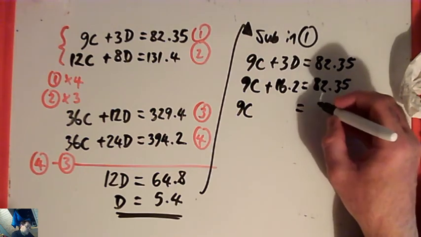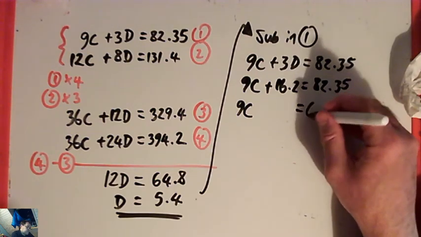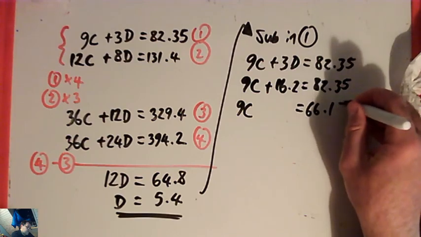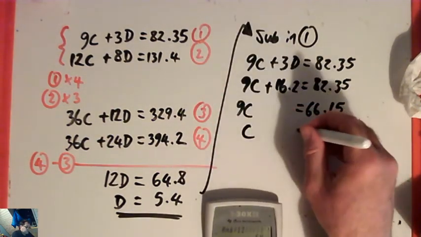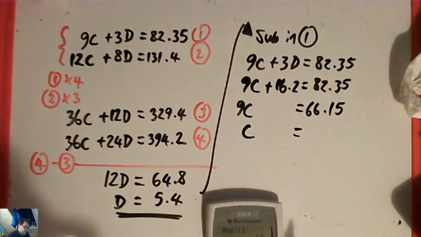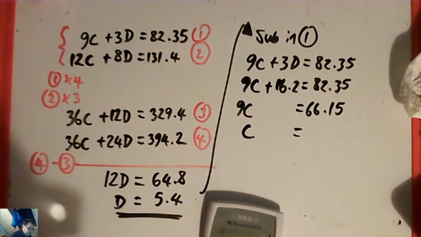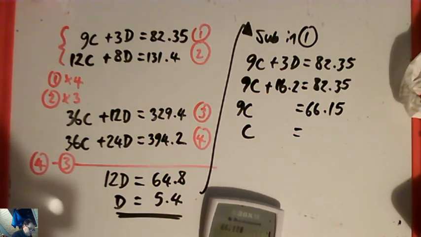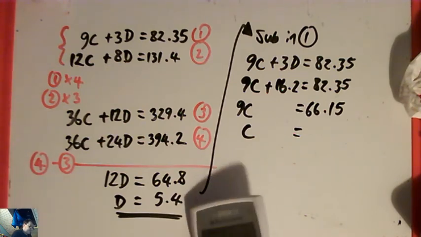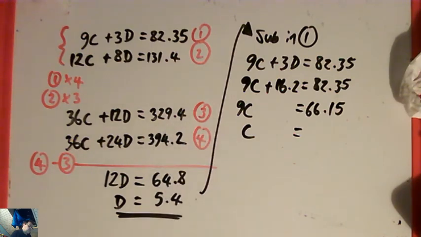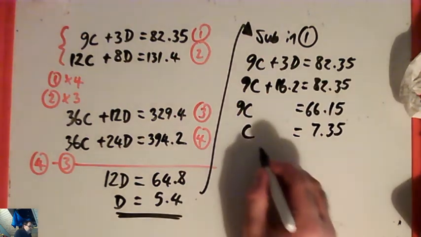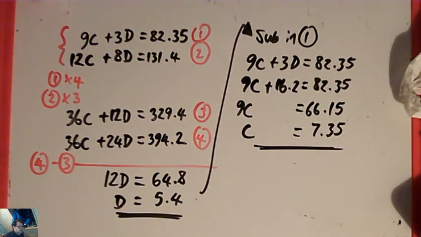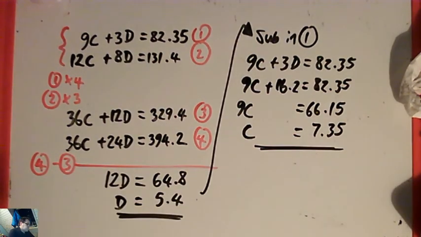So that becomes 66.15. 9c equals 66.15. I just want to know what c is, so I divide everything by 9. 66.15 divided by 9 is 7.35. So apparently, in this universe, the DVDs are $5.40, but the CDs are $7.35.